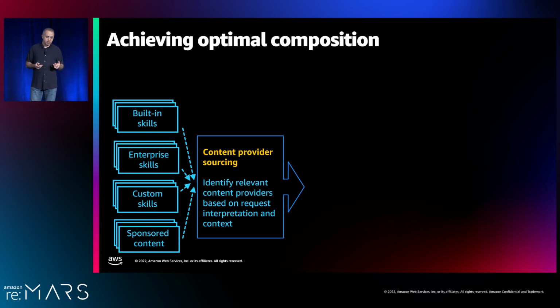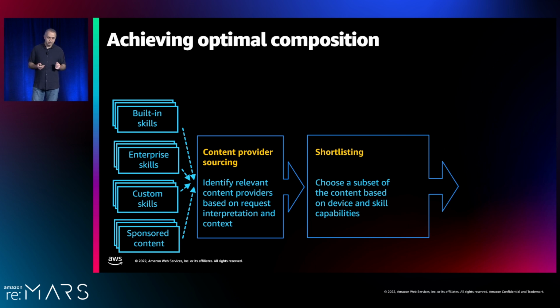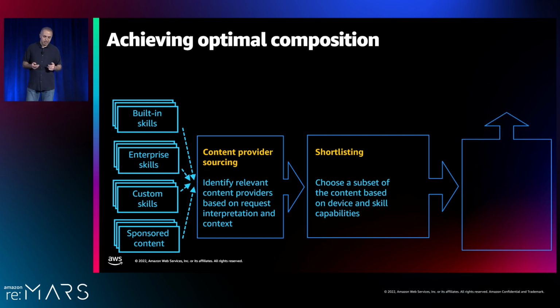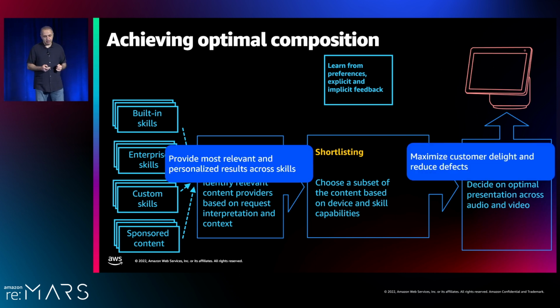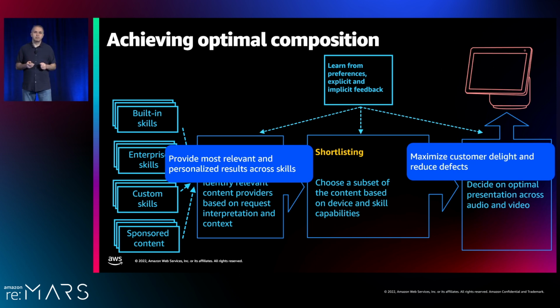They're all participating in providing content candidates for blending to be shown to the customer as part of blended results. So we source the content from the content providers, and then we shortlist them, choosing the optimal subset of the content based on the device and skill capabilities. And then we determine the optimal presentation with self-learning baked in again. We learn from the customer's interactions, we experiment, we play with different layouts to see what's leading to the most engagement with the customer. And underneath are the learning algorithms, to provide the most relevant and personalized results across skills, and also maximizing customer delight and reducing interaction defects.